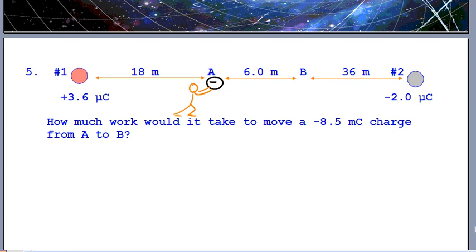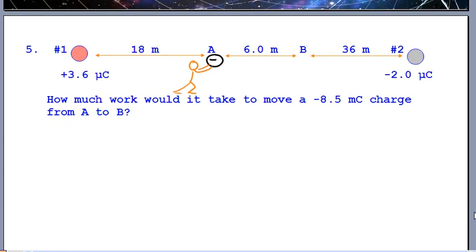So we have two more examples just to finish up with potential energy, and then we'll move on to just looking at voltage. So this is number 5, and it's an issue of what we call superposition. There are a couple of forces that are going to be applied to this electron, or sorry, this negative 8.5 millicoulomb charge as we move it from location A 6 more meters down the road to location B.